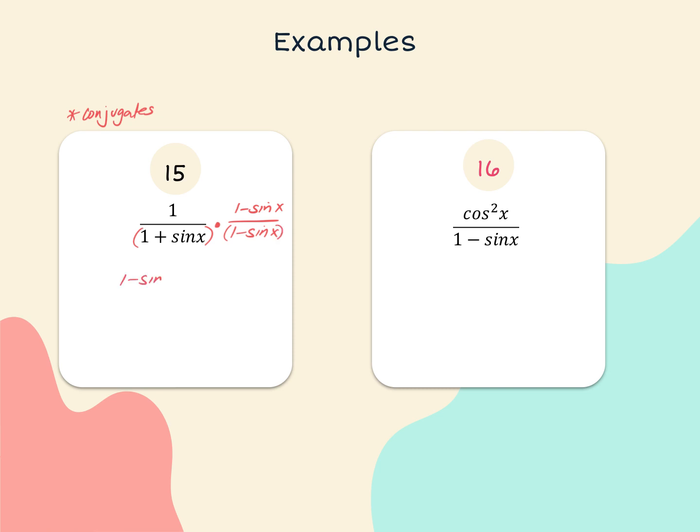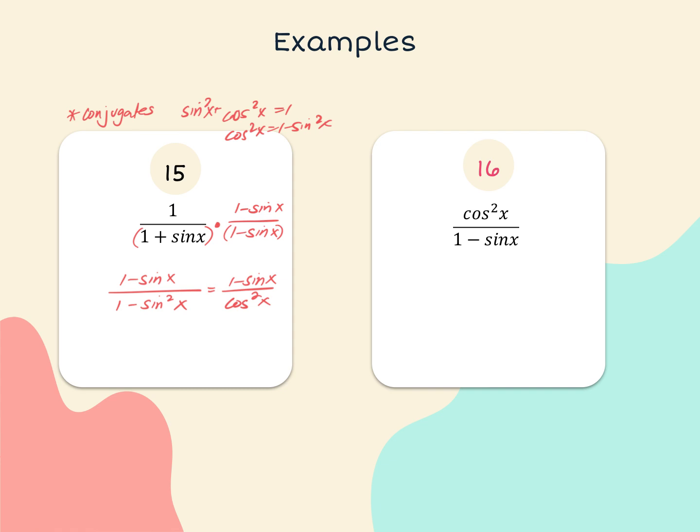Well, my numerator would stay 1 minus sine x. My denominator would become a difference of squares, right? I would multiply those out and I would get 1 minus sine squared x, like that. Remember, sine squared x plus cosine squared x equals 1. So I know that cosine squared x equals 1 minus sine squared x, right? So I'm going to replace the denominator with cosine squared x.